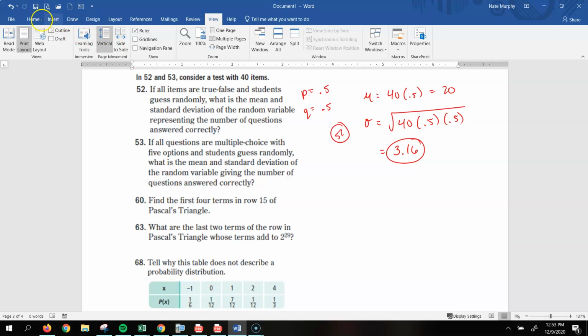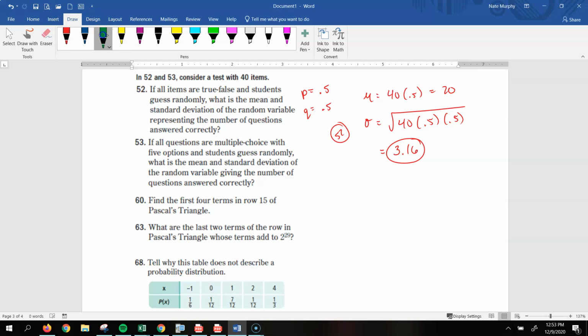Now 53, this one says, if all questions are multiple choice with 5 options, okay, so you've got to be careful. Just because it's multiple choice doesn't mean it's always 4 options. And students guess randomly, what is the mean and standard deviation of the random variable given the number of questions answered correctly? Okay, so here the probability of success is, if there's 5 options, a 1 in 5 chance, or 0.2, of getting each one right. That means we have an 80% chance, or 0.8, of getting each one wrong.